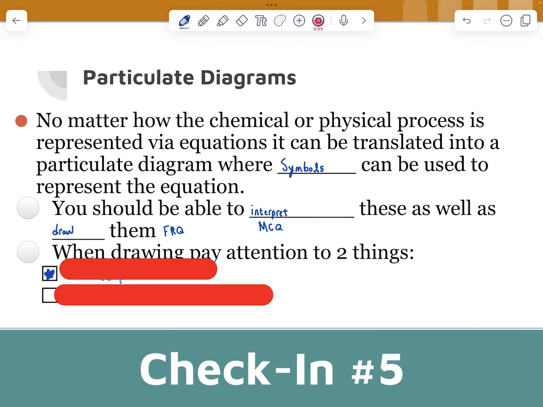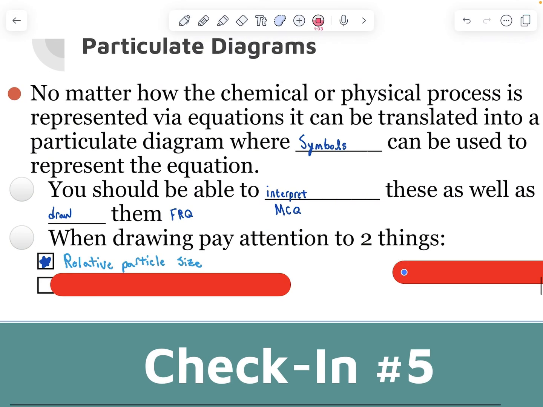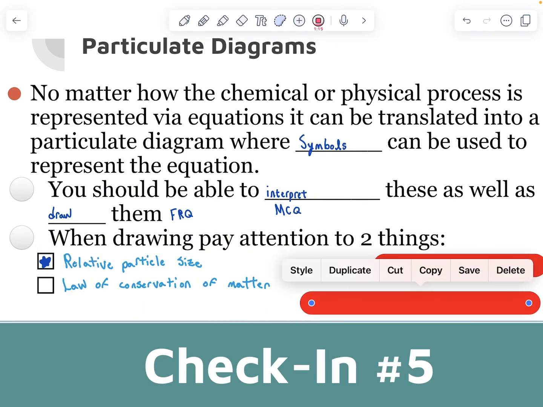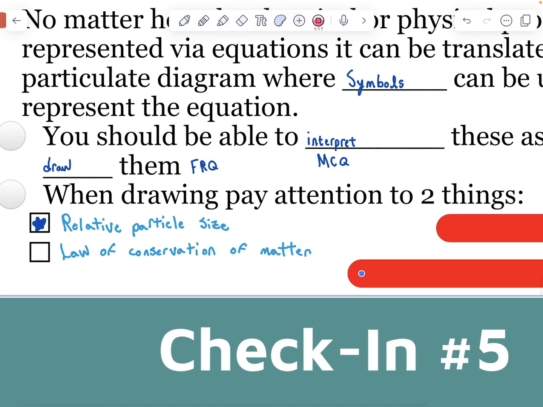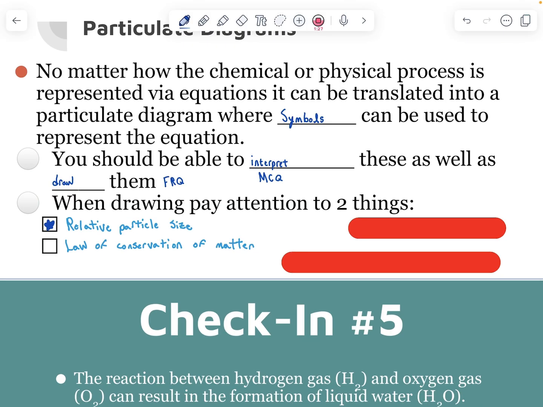Okay, and then when drawing, just make sure you keep these two things in mind. First, you have to take account of relative particle size. Some particles are just going to be bigger than others, and we know this from atomic radius. It's funny how these periodic trends keep getting brought up. It's really crucial that we understand our periodic trends. And secondly, we have the law of conservation of matter, which says that matter basically just doesn't appear out of nowhere. This matter has to come from the previous matter in transition. So we can't just have extra stuff from when we started, and vice versa. We can't have less stuff than when we started.